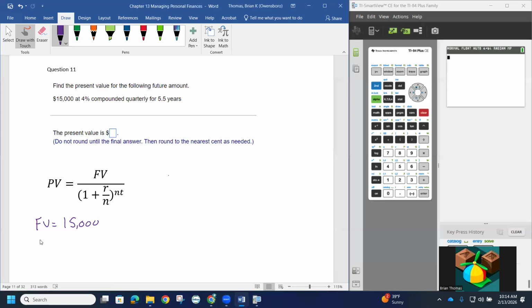We have a rate of interest of 4%, which is going to be 0.04. The number of times it's being compounded, since it's compounded quarterly, means 4 times a year. And then we're going for 5.5 years. So they did a little wrinkle on us, a decimal for the years. Not a full 5 years or a full 6 years, kind of right there in the middle.